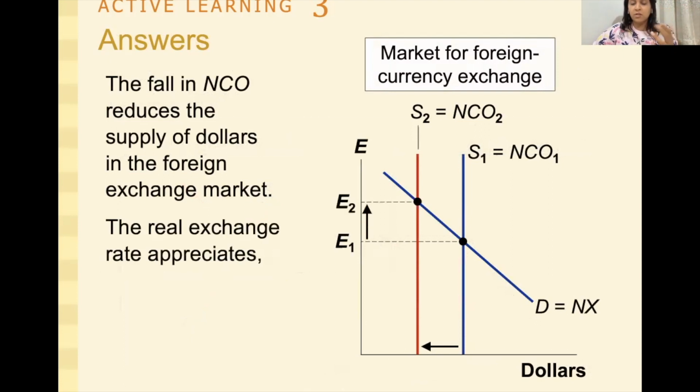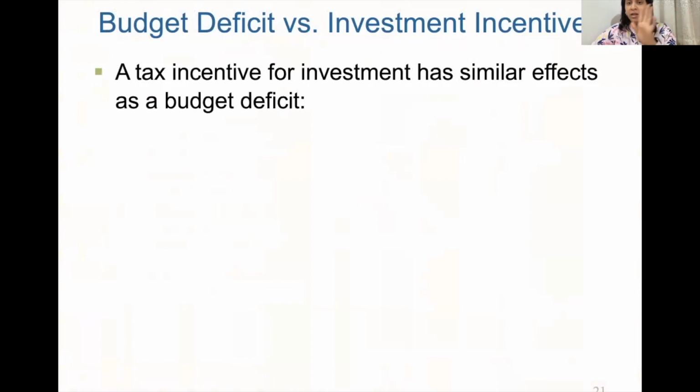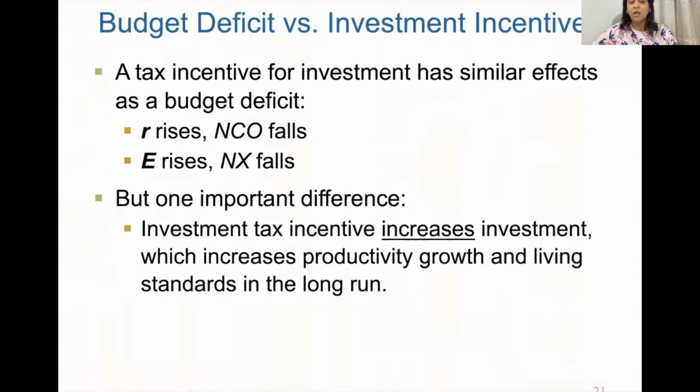And because of this appreciation, your exchange rate rises from E1 to E2, and this will reduce your exports. It's a very similar situation to what happened before, but the difference is that E has risen, NCO falls, E rises, NX falls. But the major difference between the budget deficit and the investment is that investment will also increase productivity and growth and the living standards in the long run.